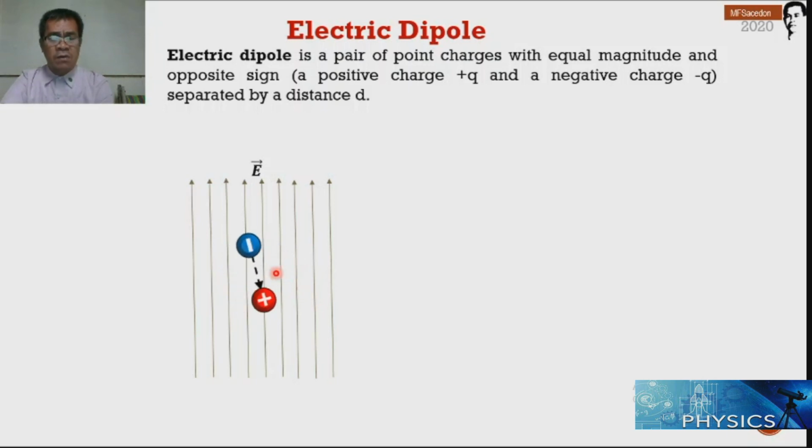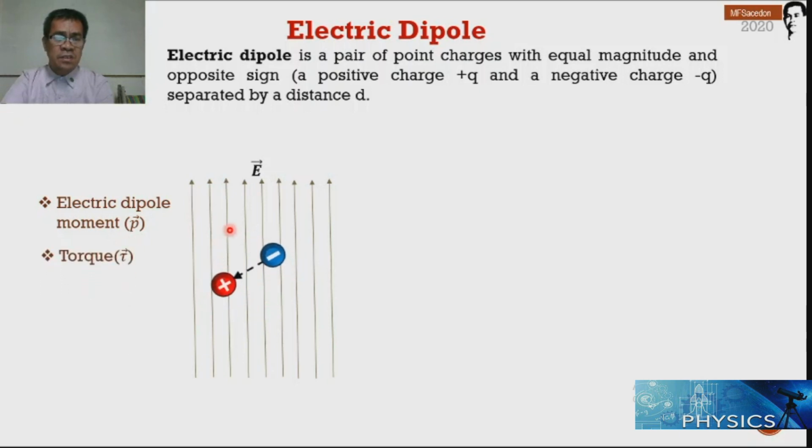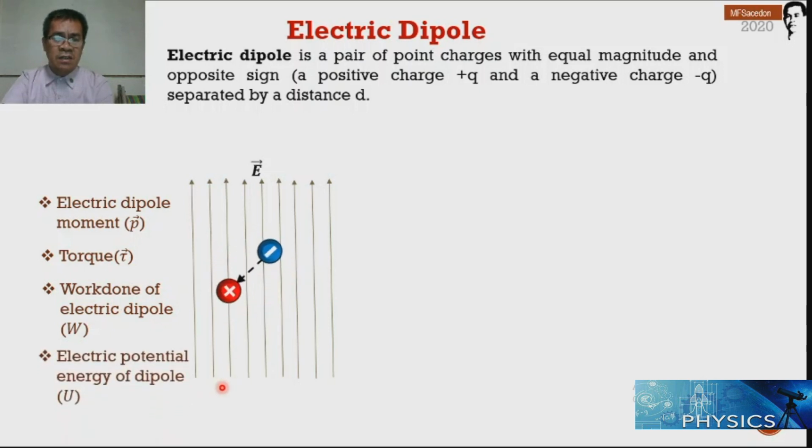So what will be our objective for this module? First is to define the electric dipole moment, and we will calculate its magnitude and direction. Next, we will quantify the amount of rotation, the torque. Then we will compute the work done on an electric dipole. Then finally, let's derive the relations of electric potential energy of this electric dipole.